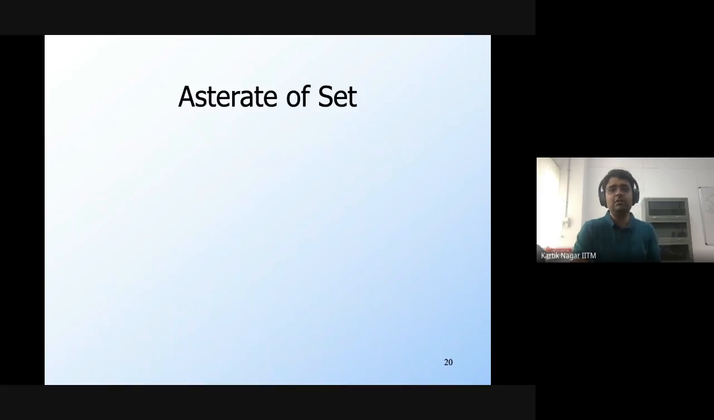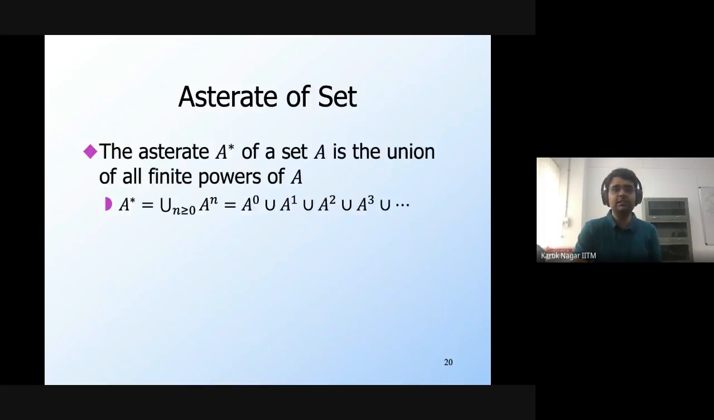Okay, so now that we have defined powers of sets, we can also define the asterate, the star, of a set. The star of a set, A*, is nothing but the union of all finite powers of A. Formally, A* is defined as the union of A^n for all n greater than or equal to 0. So you take all possible finite powers of A, and then you simply take the union of the resulting sets. So this would be equal to A^0 union A^1 union A^2 and so on.